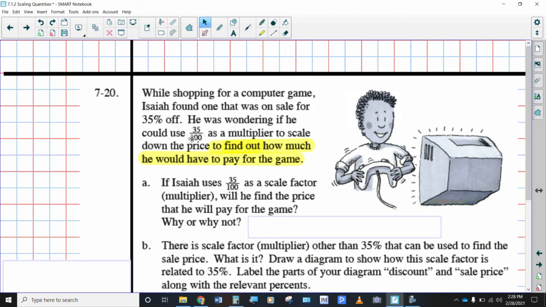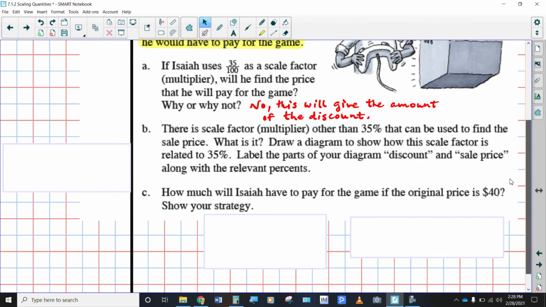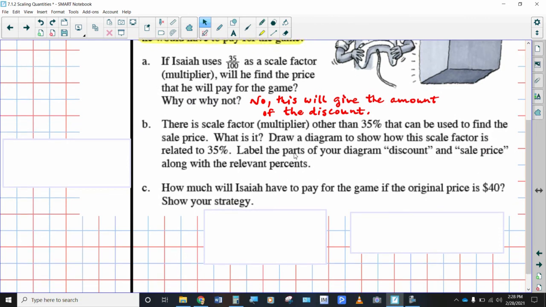So I 100% agree with that as his multiplier, but is that going to tell him how much he's going to pay for the game, or is that going to tell him how much the discount is going to be? So if Isaiah uses this as a scale factor, will he find the price for the game? And the answer is no, that's not going to give him the price. It's going to give him the amount of the discount, okay? So if it was on sale for 35% off, you're going to take 35% of the price and take that away, and you're going to pay the remainder, right? That's how sales work. So how would the diagram work for this situation?